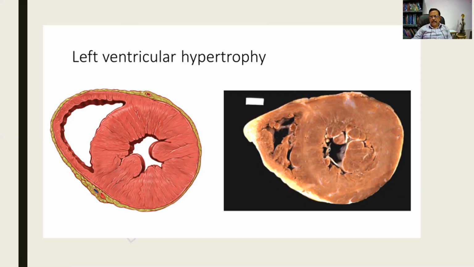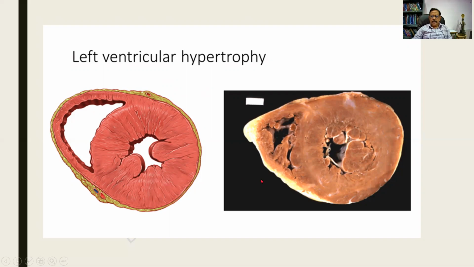I have been insisting on the word concentric hypertrophy, uniform thickness. But sometimes you find only one part of the wall will be thickened, the others will be normal or even thinner. That is called eccentric hypertrophy. Eccentric hypertrophy is when there is a pressure at one particular point, that area becomes thickened.